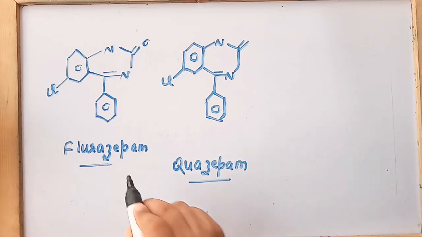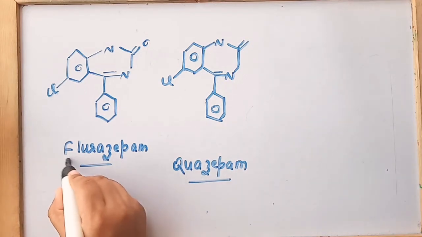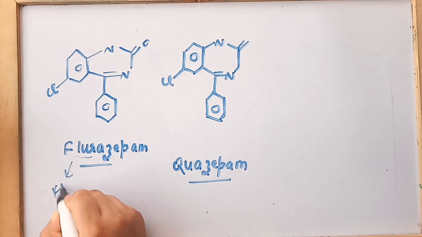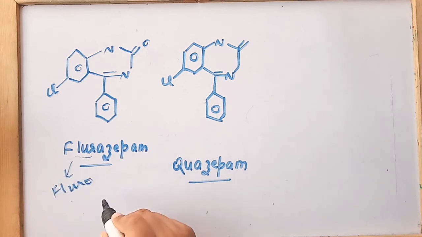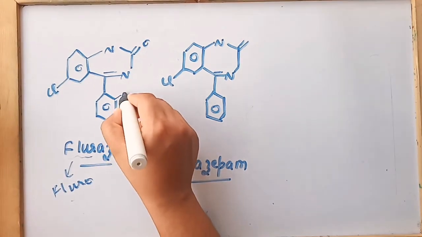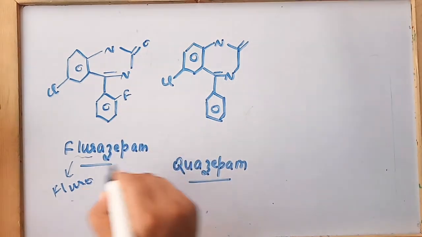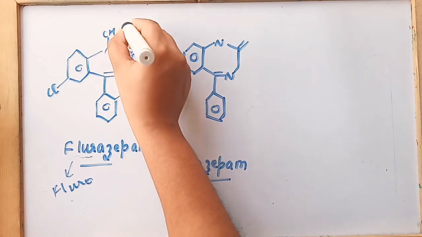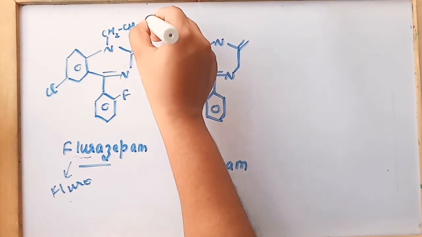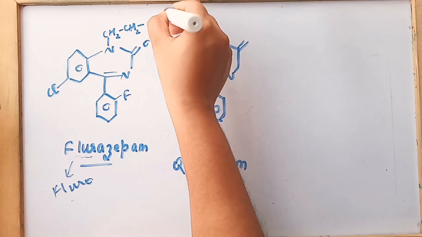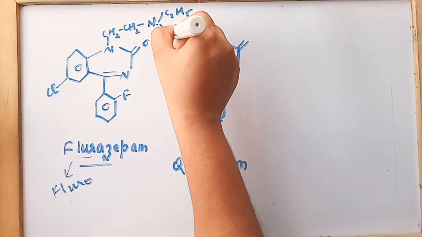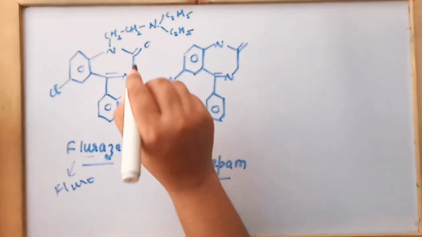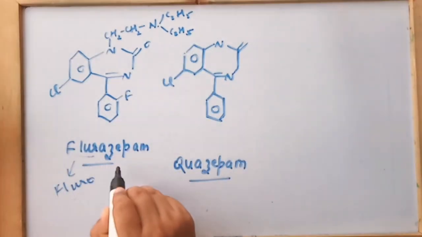Let's see the structures of flurazepam and quazepam. The word flura means we have to add a fluoro group. As we have seen in lorazepam we added a chloro group, over here we add a fluoro group. So this is flurazepam, and at the 1st position we add CH2, CH2, and C2H5, C2H5. So this is the structure of flurazepam.